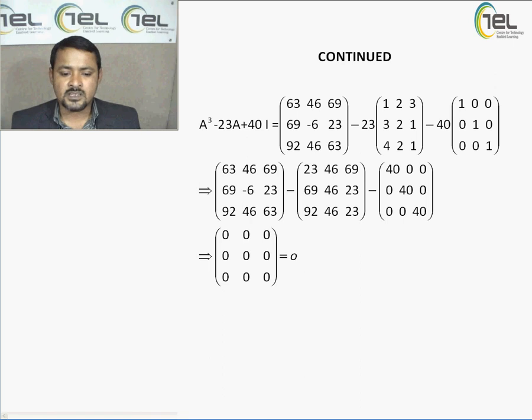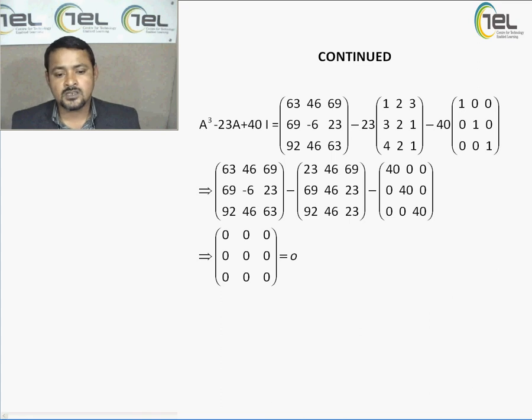Now from the first matrix, we subtract both the other matrices. The first number is 63 minus 23 minus 40, that is 0. 46 minus 46 is 0. 69 minus 69 is 0. 69 minus 69 is 0. Minus 6 plus 46 minus 40 is 0. Then we have 92 minus 92 is 0. 46 minus 46 is 0. Then we have 63 minus 23 minus 40, which is also 0.